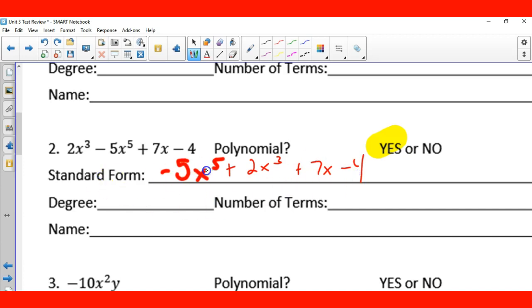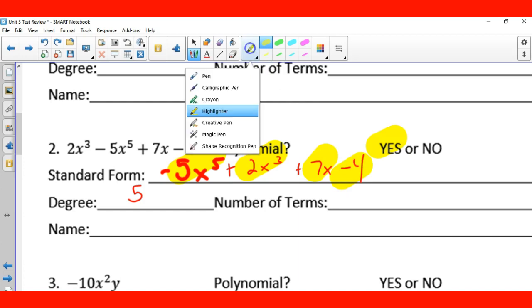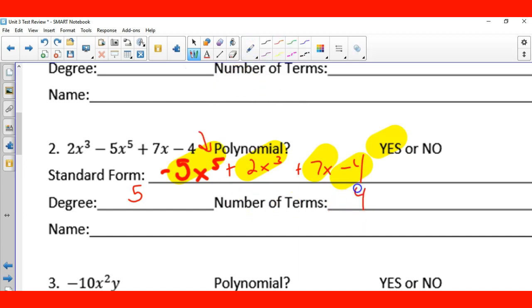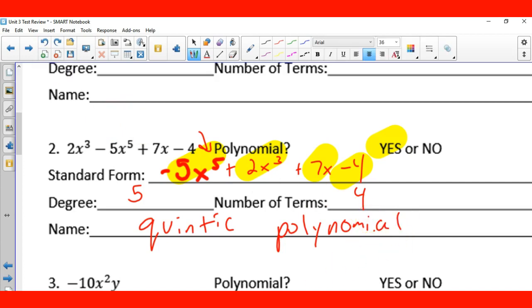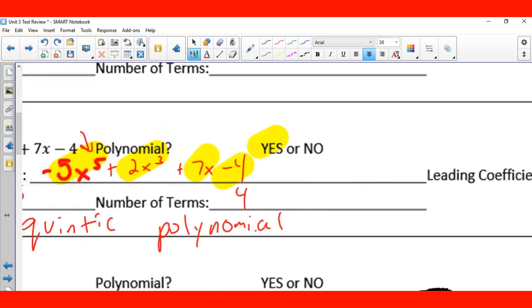So in standard form, the degree is right here. This is the degree, 5. Number of terms: there are 1, 2, 3, 4 terms. Name this. The degree is 5, so we're going to say quintic polynomial.